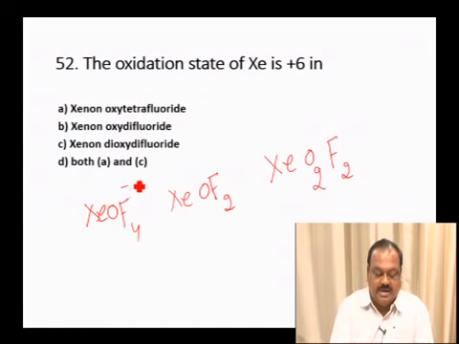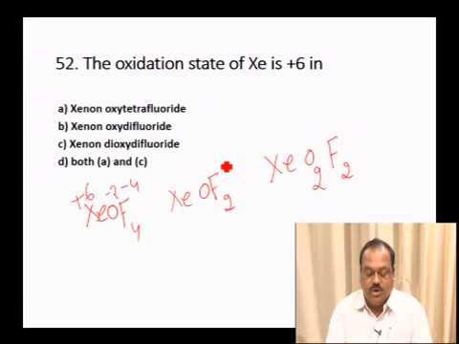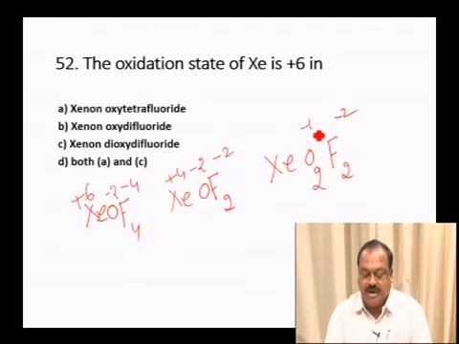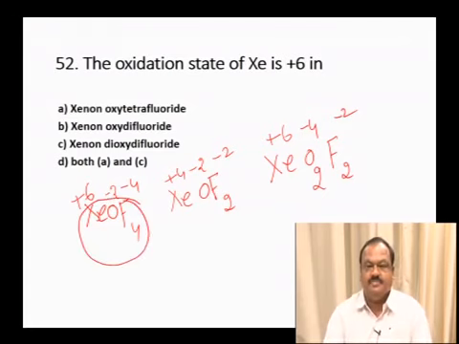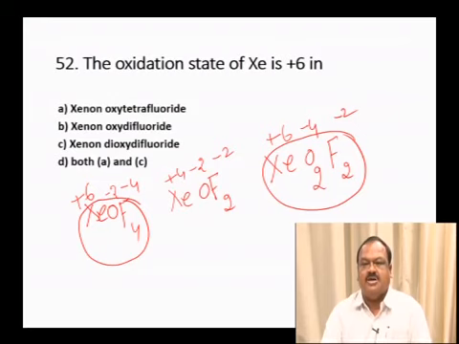First one: fluorine -4, oxygen -2, adding both, xenon is +6. Fluorine -2, oxygen -2, xenon is +4. Fluorine -2 and oxygen -2 into 2 is -4, xenon is +6. So xenon shows +6 in xenon oxytetrafluoride and xenon dioxydifluoride. So the suitable answer is D, both A and C.